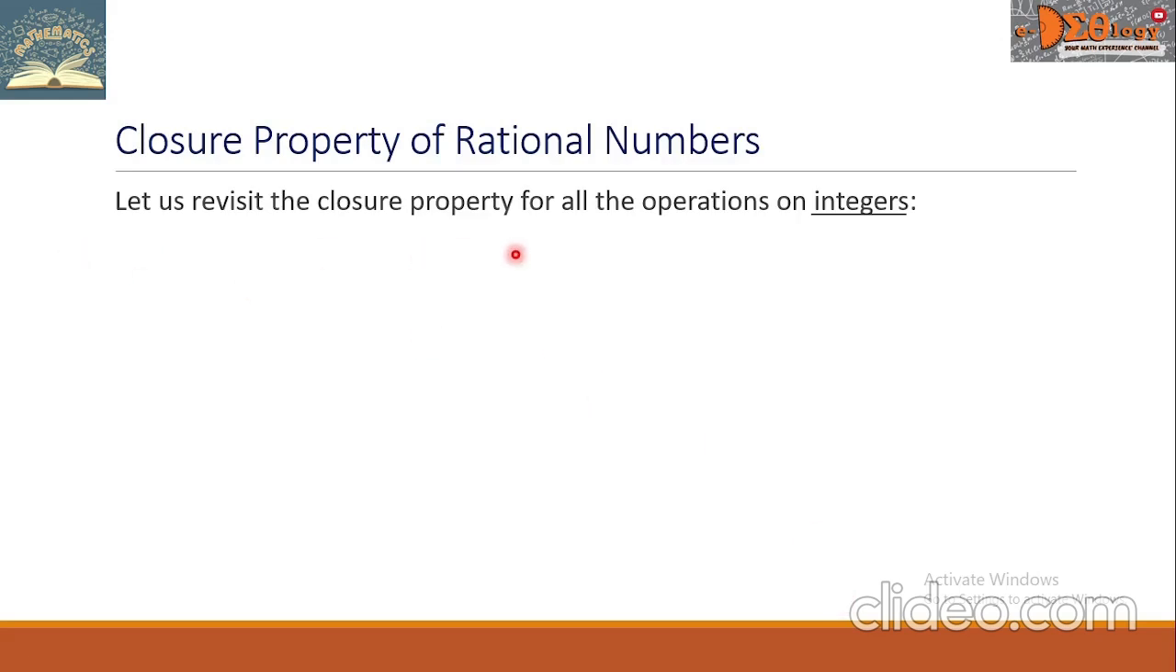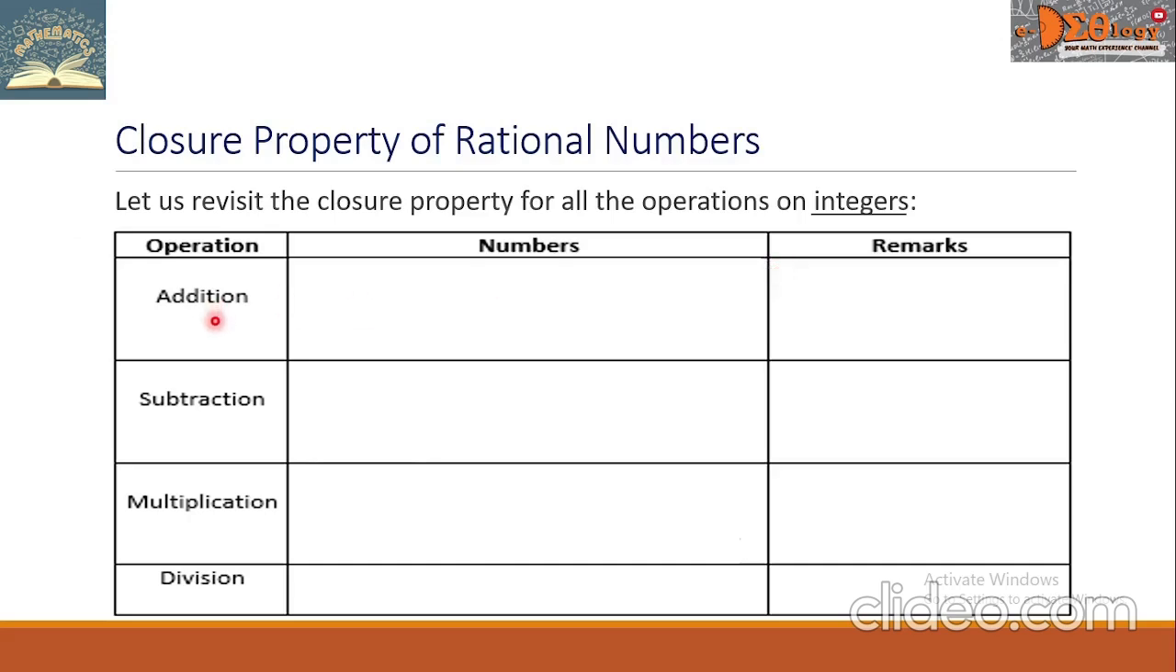Now let us revisit the closure property for all the operations on integers. Let's begin with addition. We have here three examples. Negative 6 plus 5 equals negative 1. Negative 6 and 5 are integers, and the answer negative 1 is also an integer. Second example, negative 7 plus negative 5 equals negative 12. Negative 7 and negative 5 are integers, and the answer is negative 12, which is also an integer.